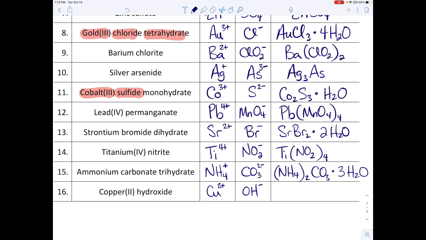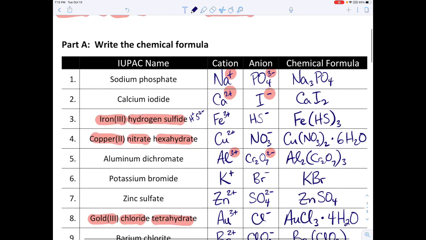I'm going to take 2 of the hydroxides to cancel out the charge on 1 of the coppers. So 1 copper and 2 hydroxides. Be sure you put the hydroxide in brackets because it's a complex ion. So I hope that helped with just basic practice.